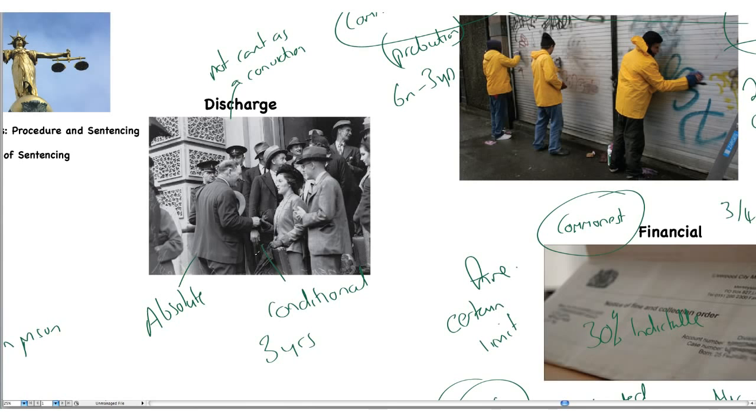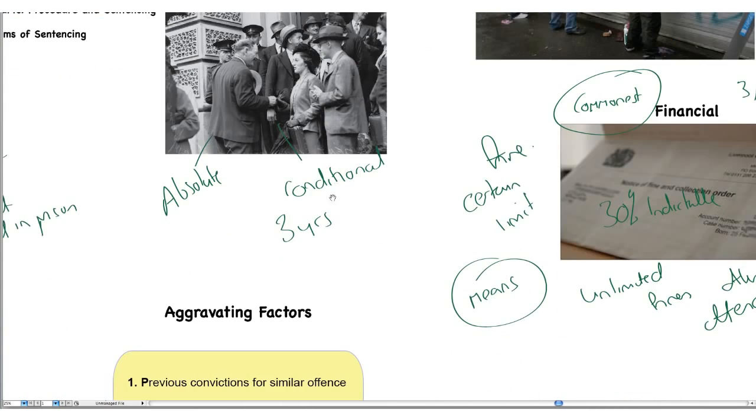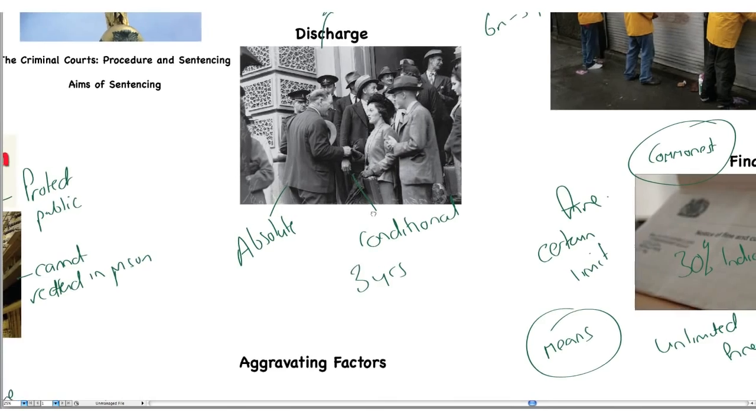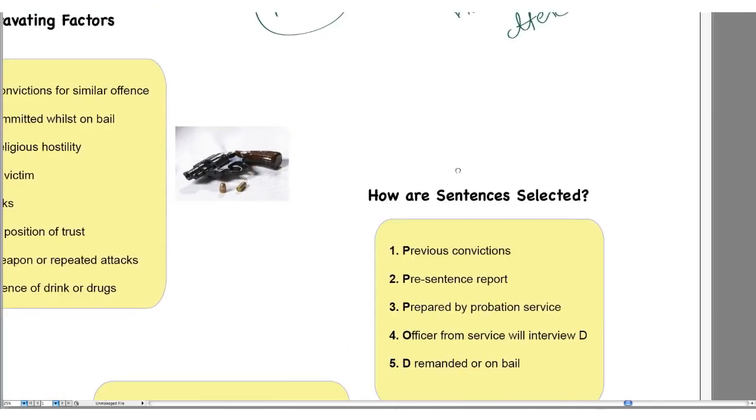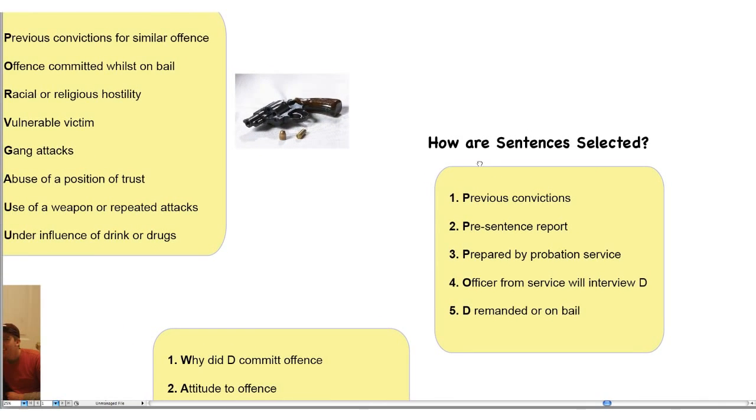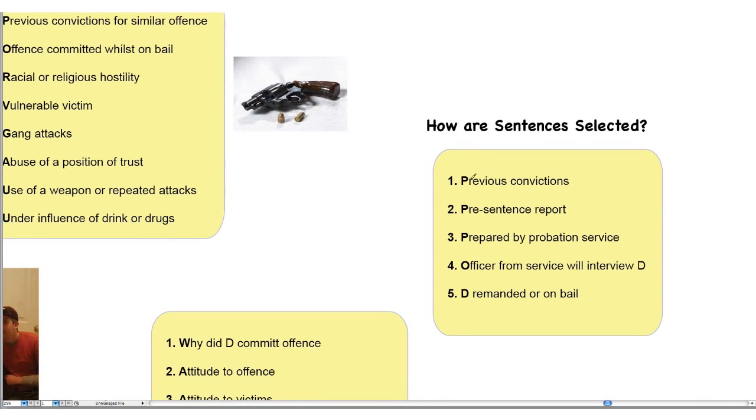So, how are sentences selected? They will look at a number of things. The court, when they decide how to select a sentence, will look at previous convictions. How many previous convictions that are similar, generally, has the defendant committed?